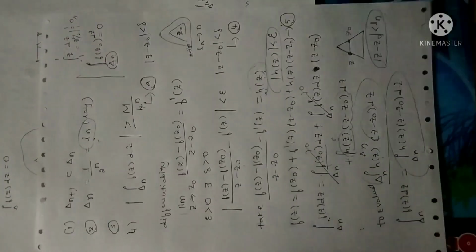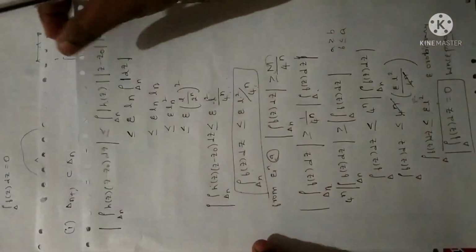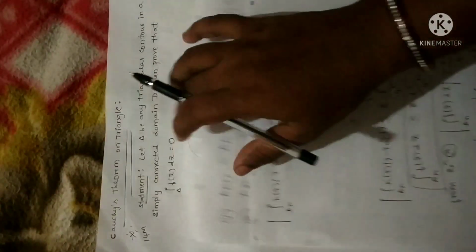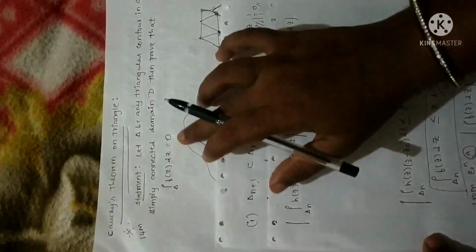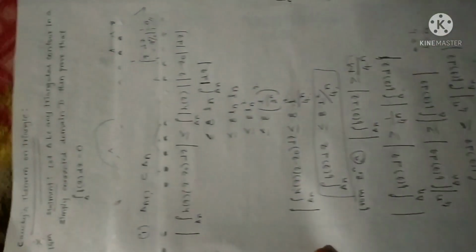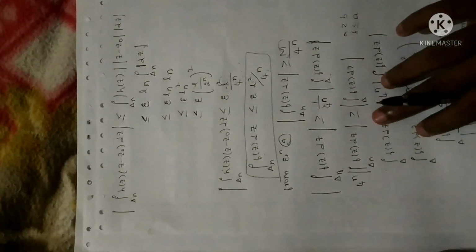Whatever explanation I have told you, I'll send you the same in a notes format. You just write it down. Simplification is quite easy. So you just go through the video. Hope it is clear. So that is what we needed to prove: the integral of f of z dz over the triangle delta is equal to 0. So this is what the proof is. Hope it is clear.